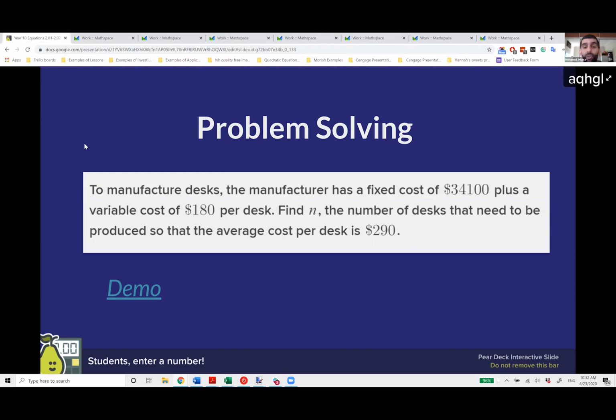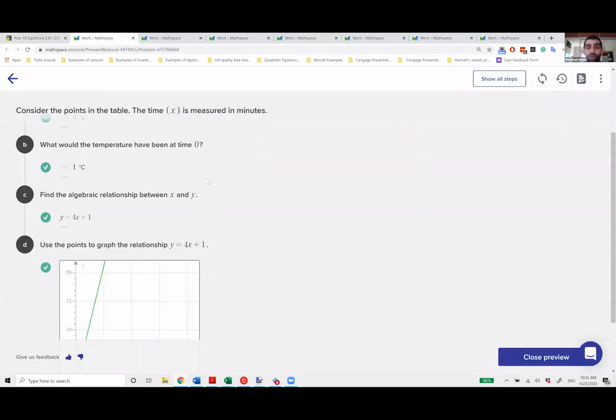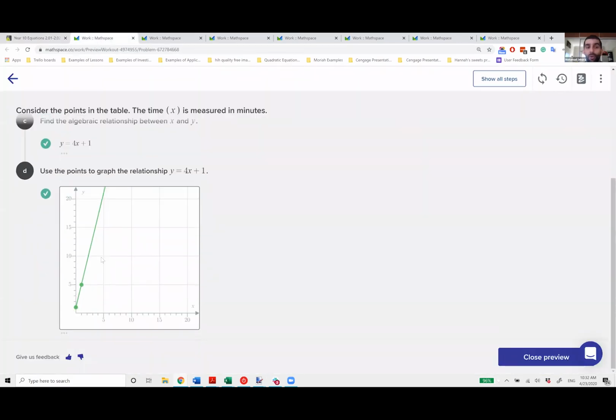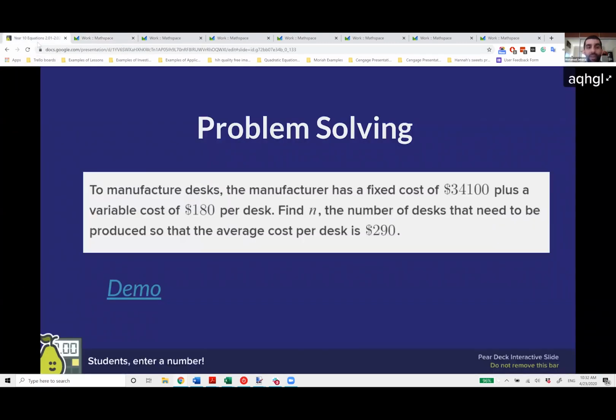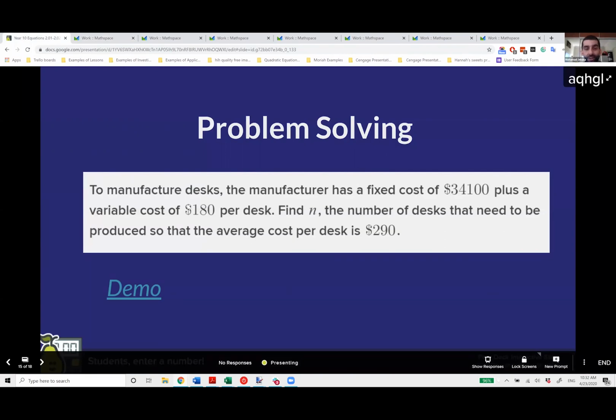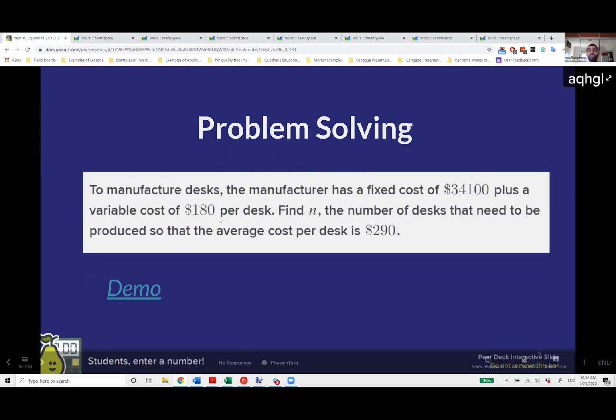Okay, so we just had a look at what, if you think about it in graph terms, the fixed cost is when it was 0. Over here on that axis, every month, it's going to cost $34,100. But then the additional costs depend on the number of desks, $180 per desk. So what we need to do is find N, the number of desks that need to be produced so that the average cost per desk is $290. All right.